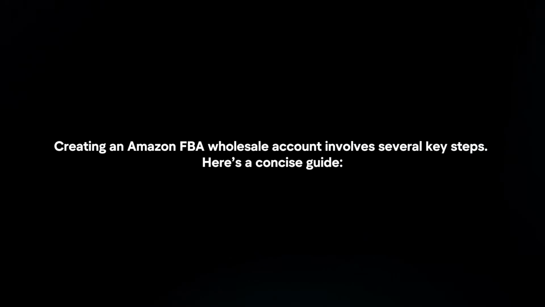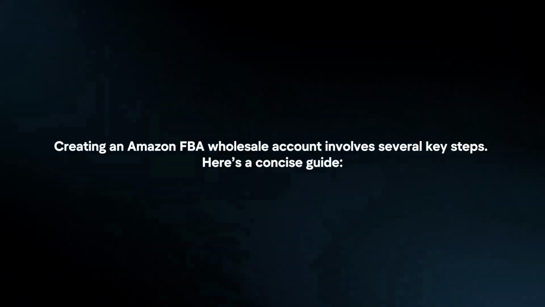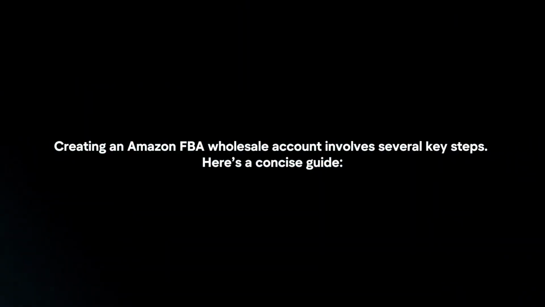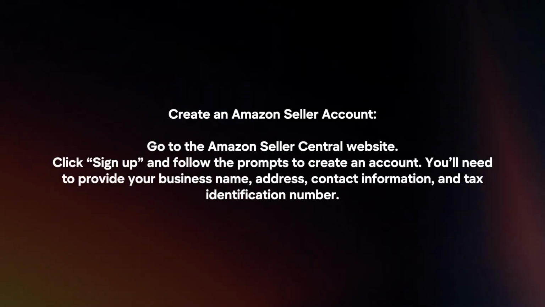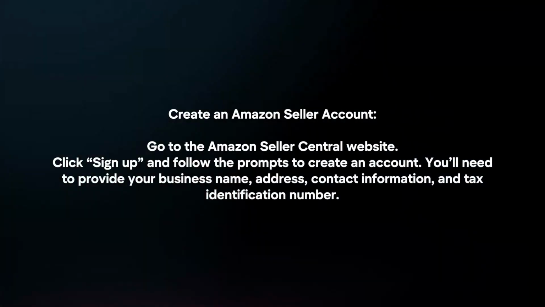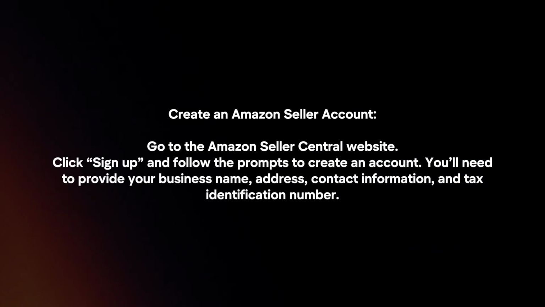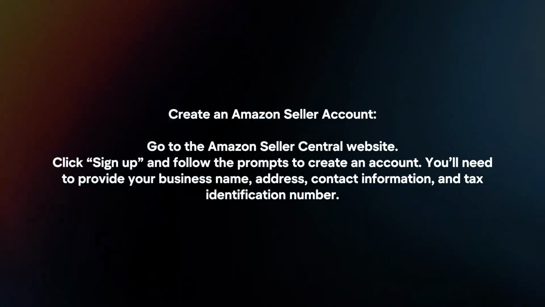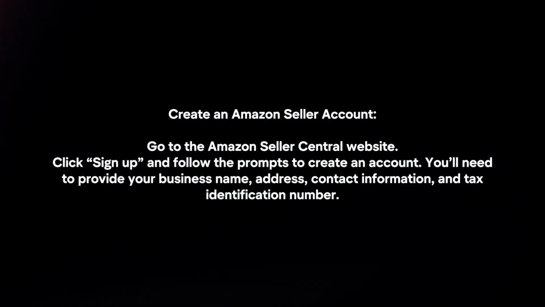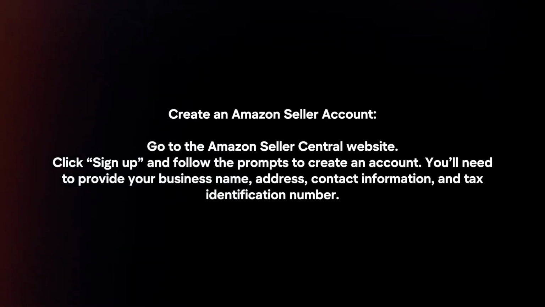Creating an Amazon FBA Wholesale account involves several key steps. Here's a concise guide. Create an Amazon Seller account. Go to the Amazon Seller Central website. Click Sign Up and follow the prompts to create an account. You will need to provide your business name, address, contact information, and tax identification number.